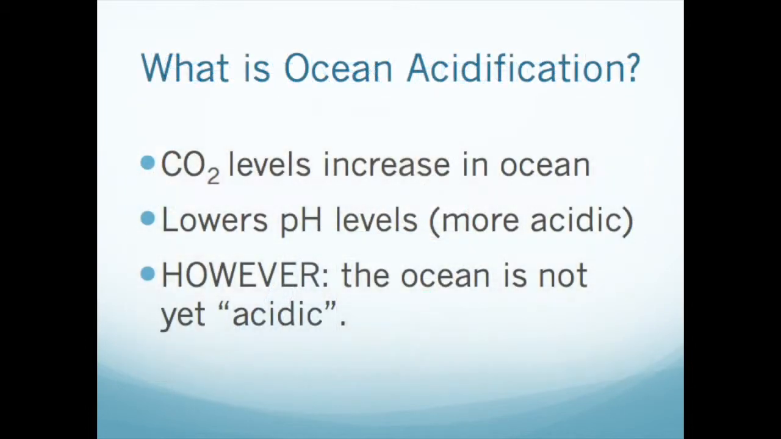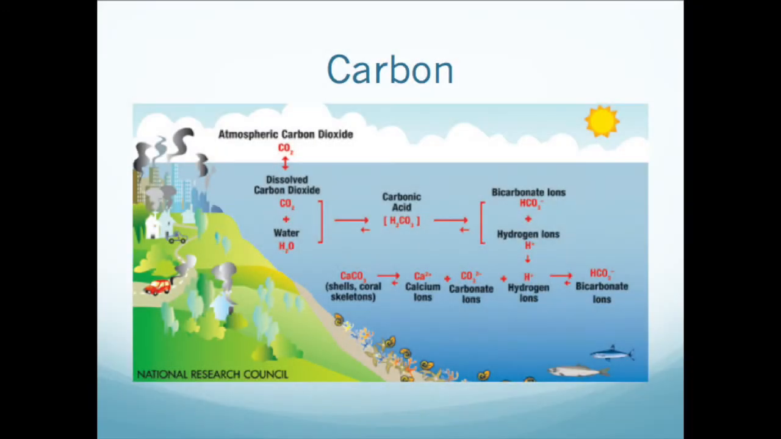So, a little bit about ocean acidification. What it is: CO2 in the atmosphere. When those levels increase, the ocean absorbs that, which alters the pH level. It actually lowers it, which makes it more acidic. However, the term acidification is a misnomer. The ocean is not yet acidic. However, it's kind of moving towards the acidic side of things.